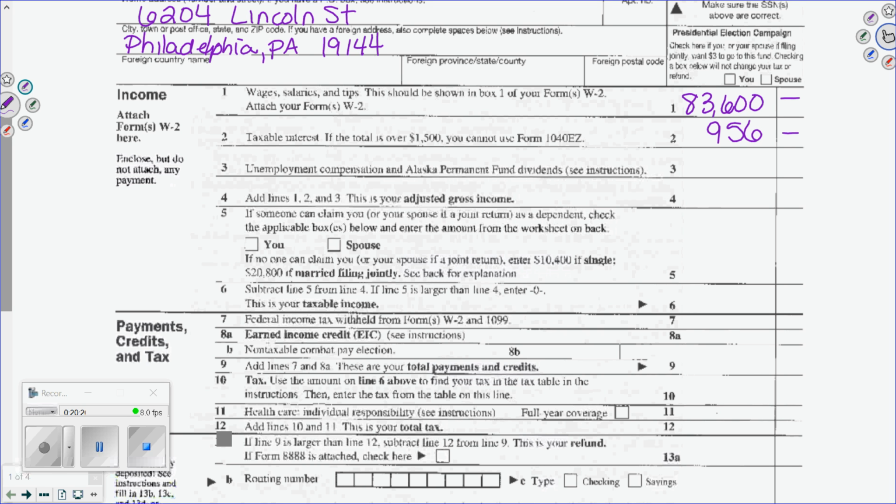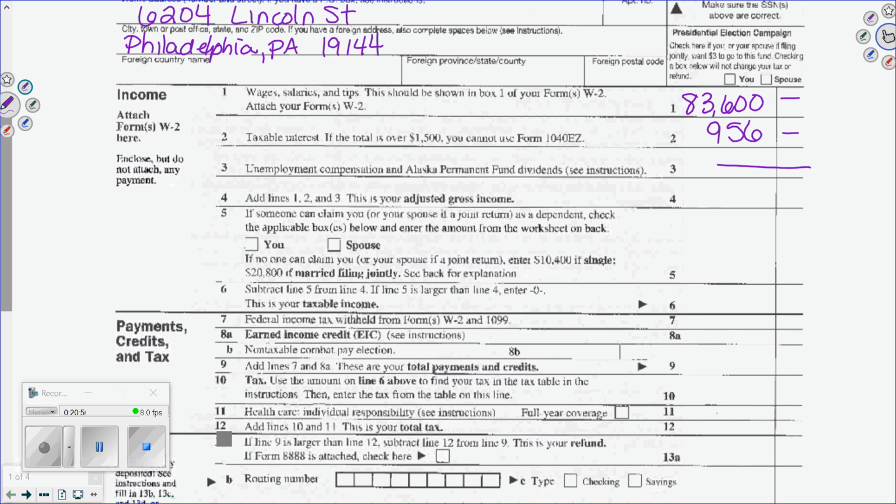Right here on these forms, if you had change, like 956 and 14 cents, we would leave off the cents. Okay, unemployment compensation, Alaska Permanent Fund dividend. Do we know if she has any of that? No. So you can just leave it completely blank. You can draw a line through it, or you could put zeros on it. It's whatever you're comfortable with. Typically, I leave them blank, just moving on to the next thing.